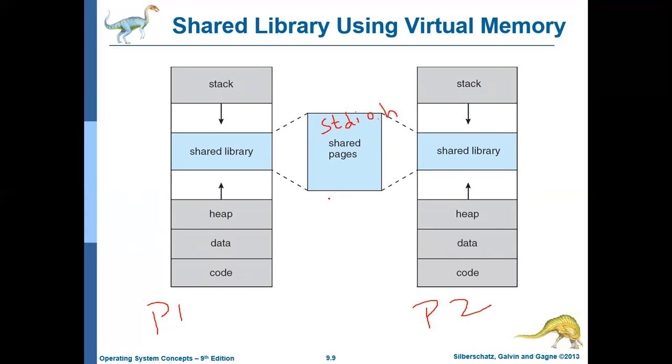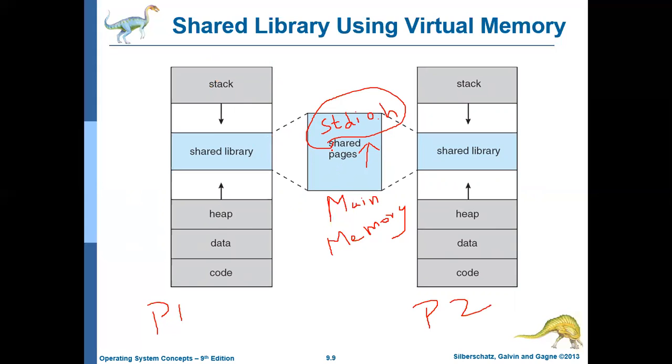So this is the main memory, or the physical memory. The left side and the right side, whatever is shown, is the virtual address space for the respective processes P0, P1 and P2. Now both of these processes are referring to stdio.h, which is a library. You need not have two copies. It is enough to have only one copy of the library, and both processes can share this. That concept is called a shared library using virtual memory.